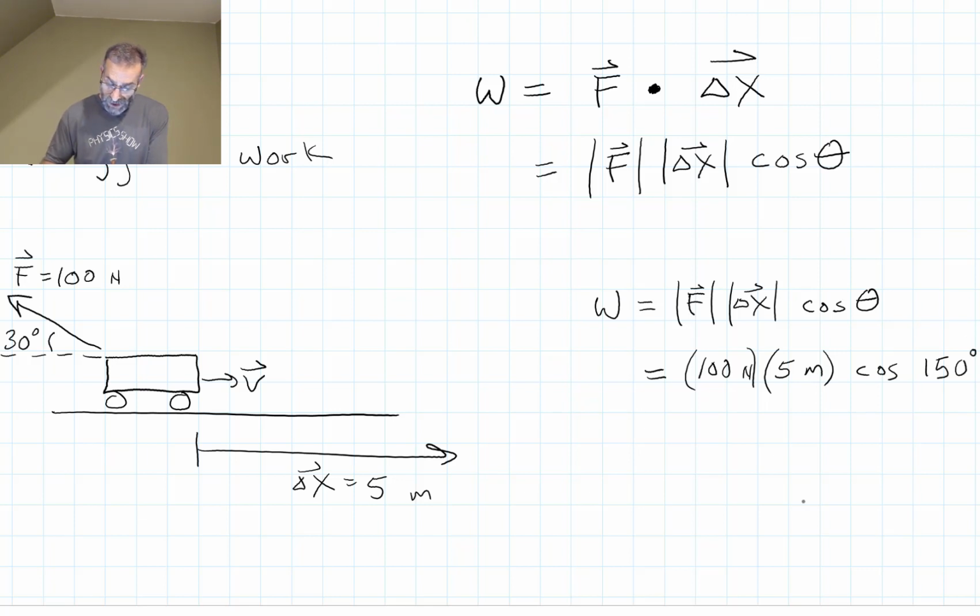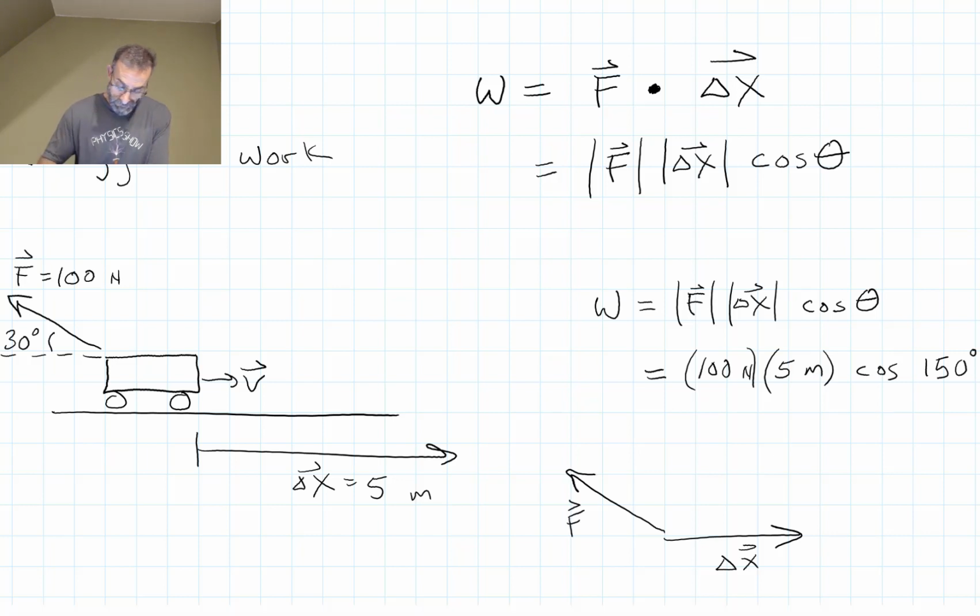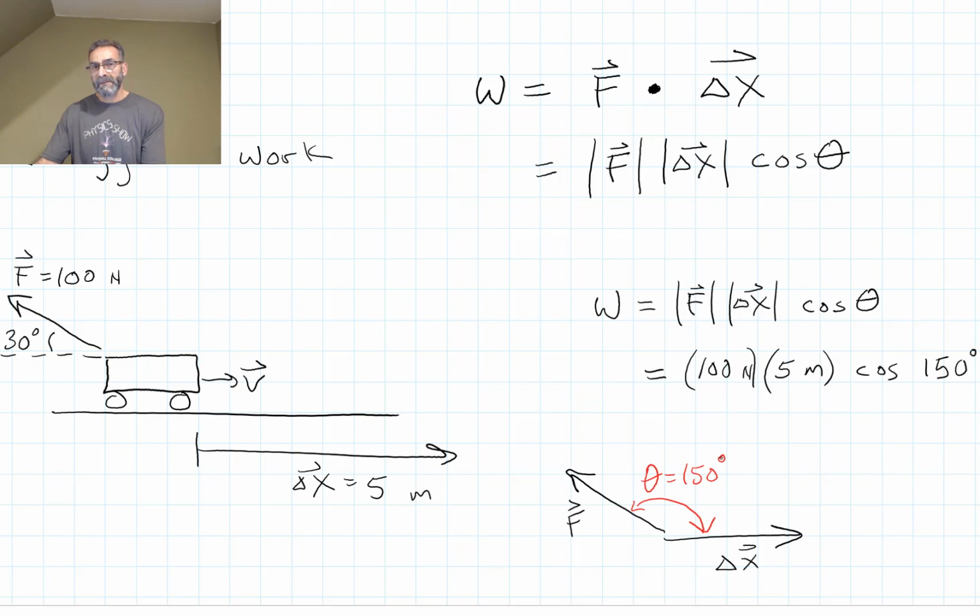The angle you get when you put the displacement and the force tail to tail. And in this case, we get negative 433 joules. Negative because we are slowing the cart down. We are reducing its kinetic energy, so we are doing negative work on the cart.